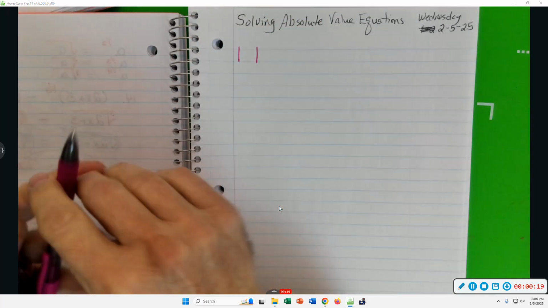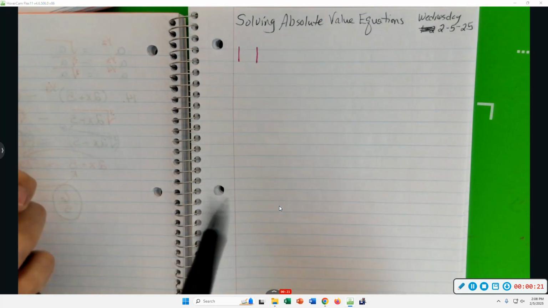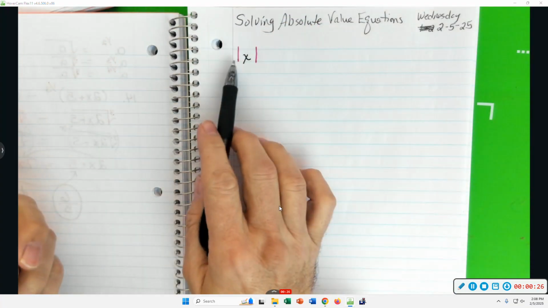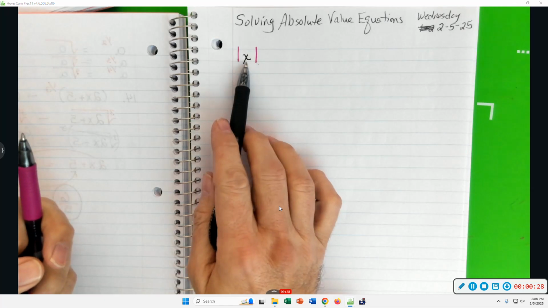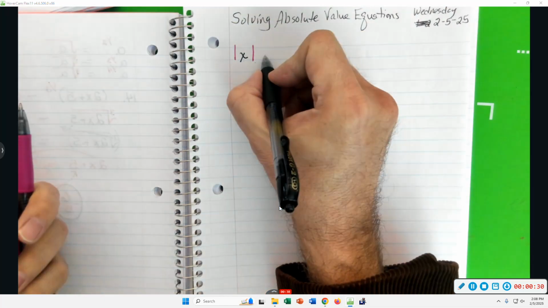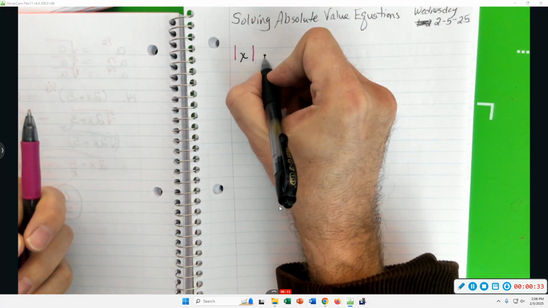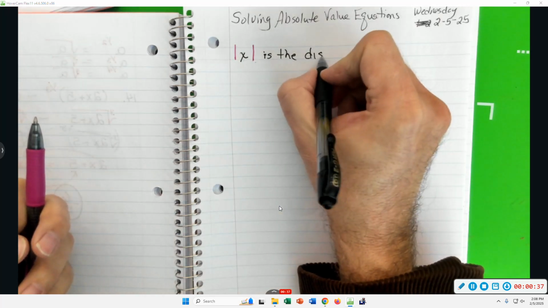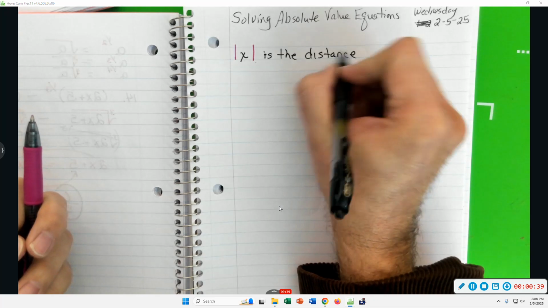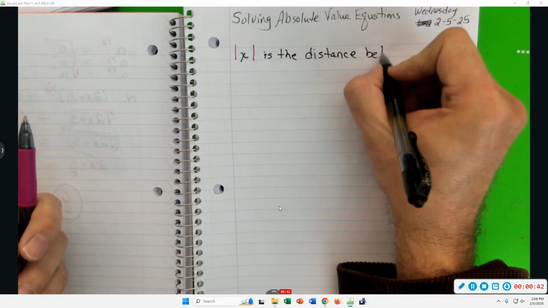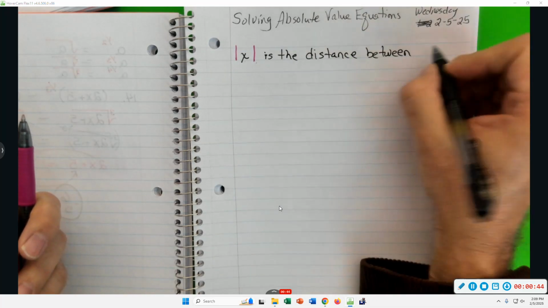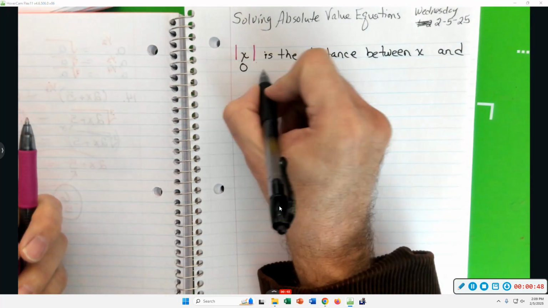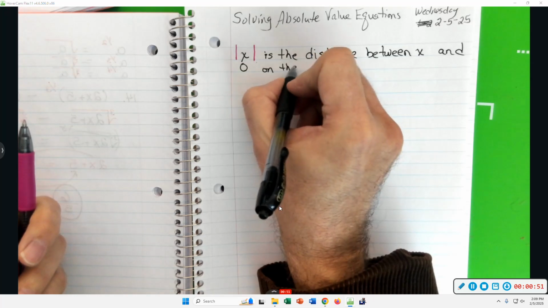These vertical bars I'm drawing there denote what's called the absolute value, and I've written the absolute value of x is the distance between the number x and 0 on the number line.